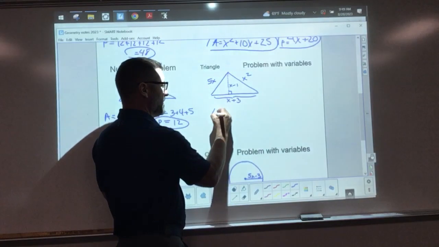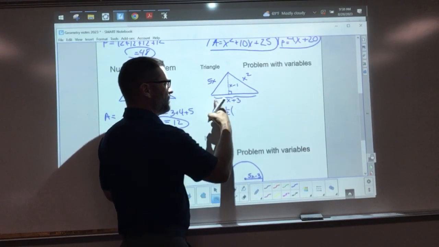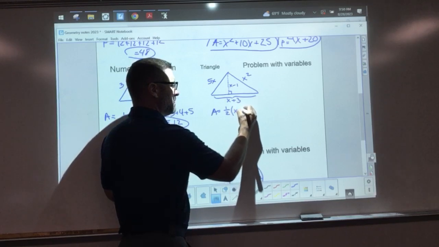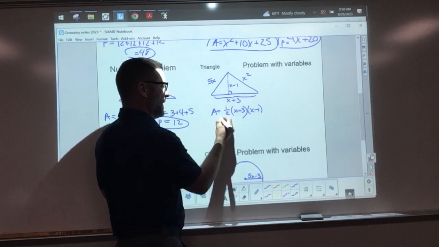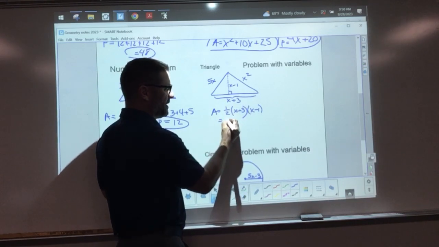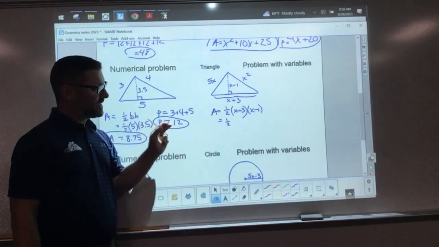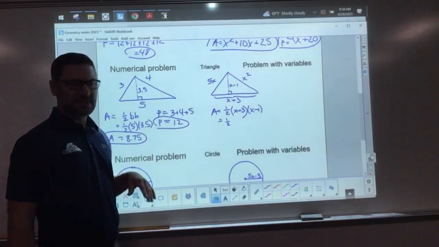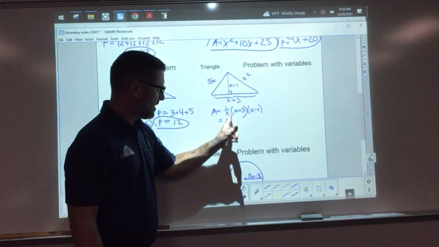Let's do the area. Area is 1/2 the base, x plus 3, times the height, x minus 1. Okay, I have the half there. I'm actually going to leave that half there. I'm not really going to do anything with it right now. I guess I could. There's other ways to proceed, but I'm going to leave that as I FOIL that. Leave that alone, FOIL that.